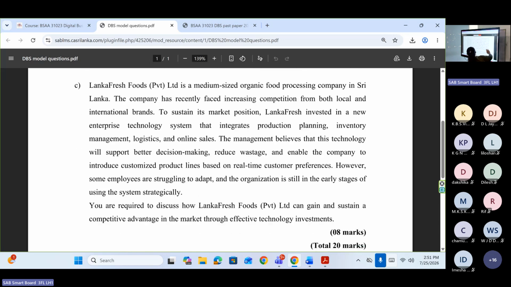Okay, in this case, part C, you have to read the B case, and the question asks, you are required to discuss how Lanka Fresh Food Limited can gain and sustain a competitive advantage in the market through effective technology investment. So you have to write how the company achieved competitive advantage through the investment in technology. But how do you add value? It's not just mentioning a company gains technology advantages. You have to link each of the points to Lanka Fresh.